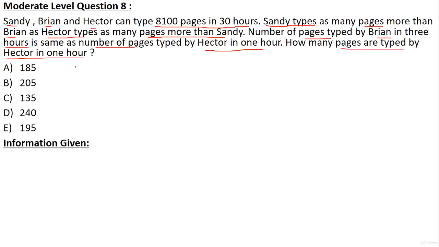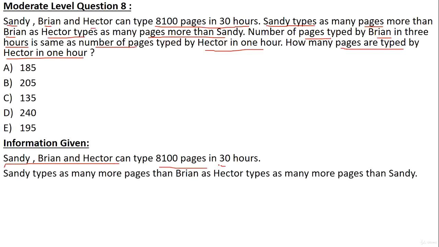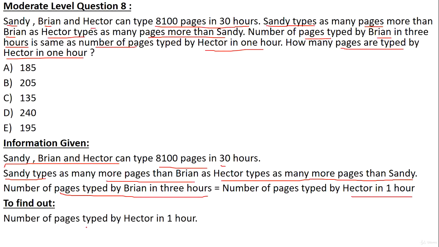Now what is the information given? It says that Sandy, Brian and Hector can type 81,000 pages in 30 hours. It also says Sandy types as many more pages than Brian as Hector types as many more pages than Sandy. The number of pages typed by Brian in 3 hours equals the number of pages typed by Hector in 1 hour. Now what do you have to find out? Number of pages typed by Hector in 1 hour.